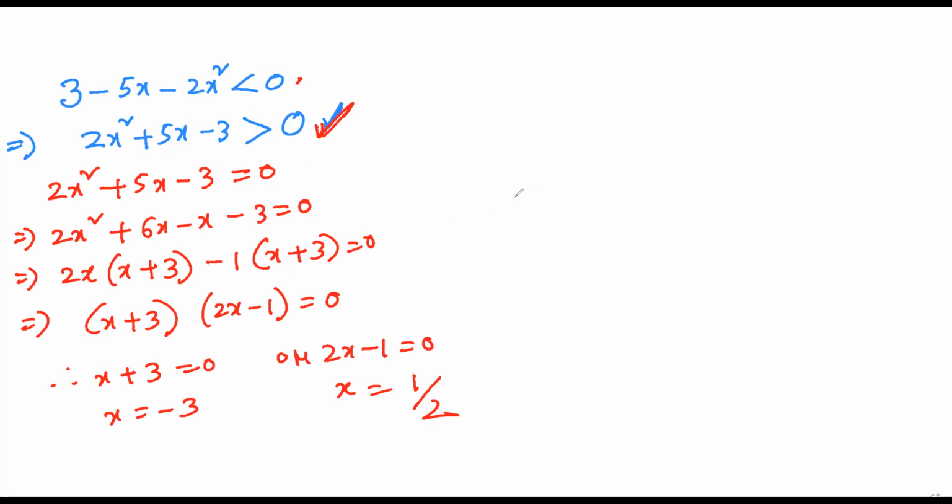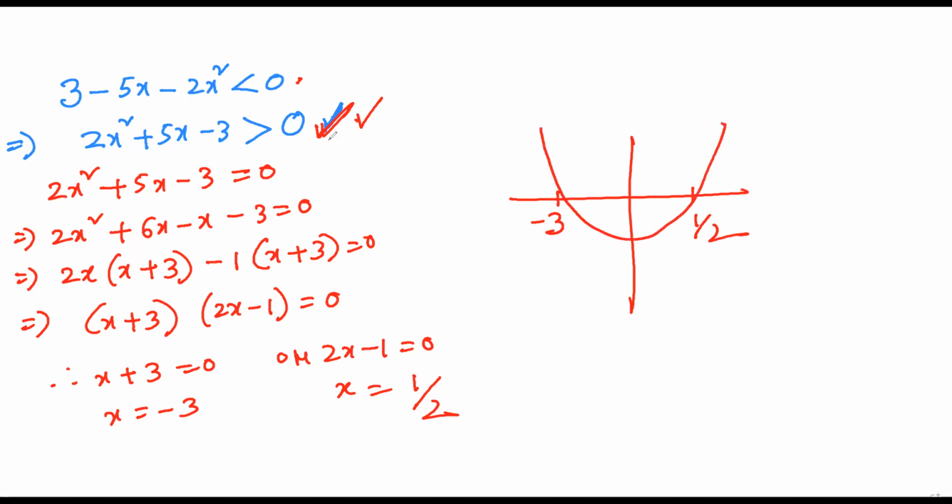So if we follow the second part, your curve will definitely be U-shaped. So it passes through -3 and half. Now the curve will be U-shaped. According to this graph, what do we want? We want where the curve is positive. So the curve is positive, that means above the axis the curve is positive. So this part is positive, that part is positive.